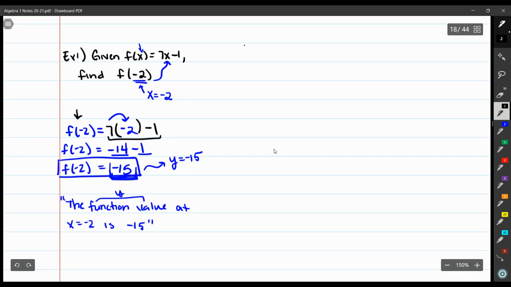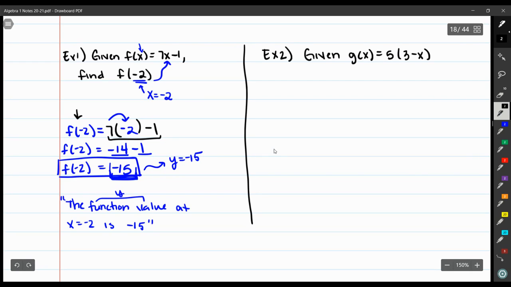Let's try another one. So example 2. Let's try another one together. So we're going to be given g of x equals 5 times (3 minus x) all squared. So now I've got exponents and variables going on. And I want to find g of 5.